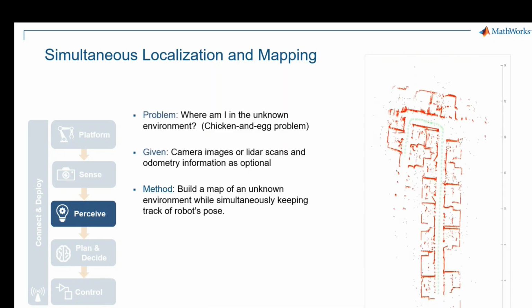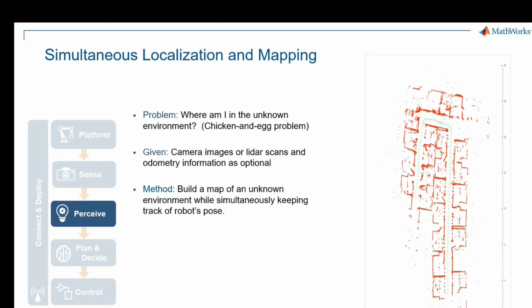However, sometimes we don't even have this information of the map. We just have an autonomous system that we want to move in an unknown environment.